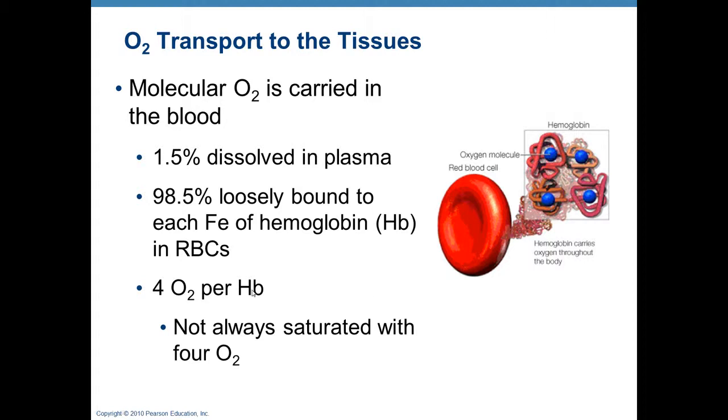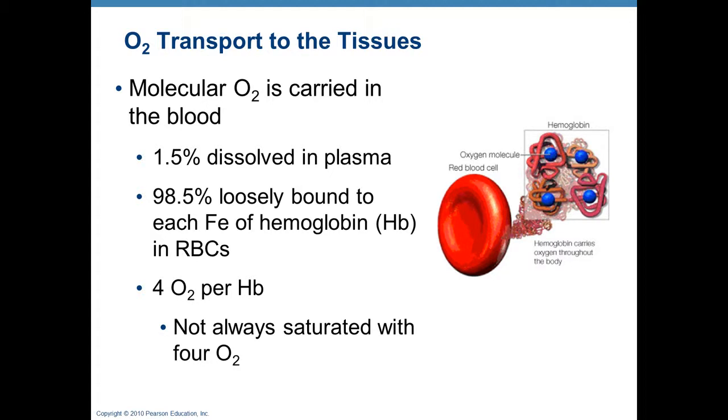HB, that's an abbreviation for hemoglobin. Each hemoglobin protein can bind to 4, the little blue spheres that you see here, oxygen gas molecules. And if a hemoglobin protein has 4 oxygen gas molecules attached, it's said to be saturated. It doesn't have to be saturated. There could be 3, there could be 2.